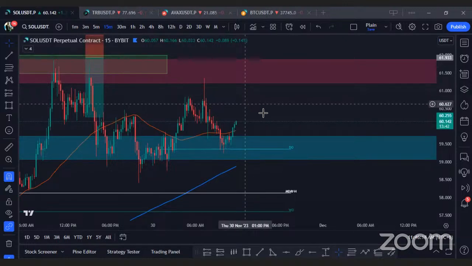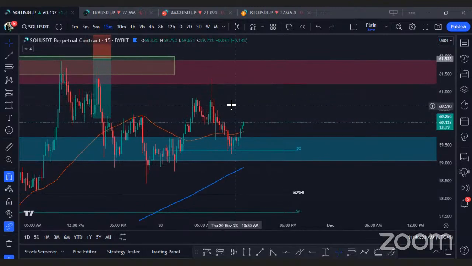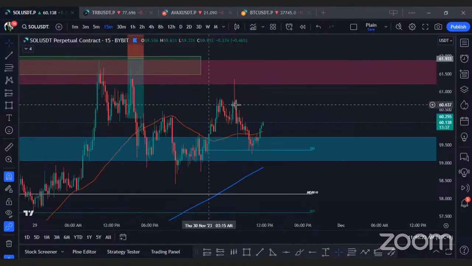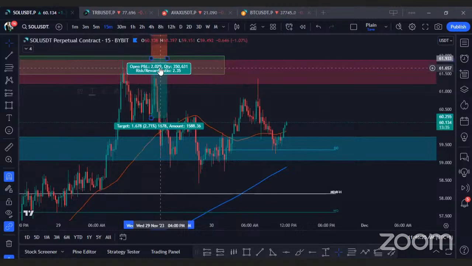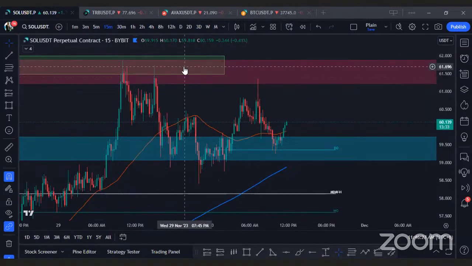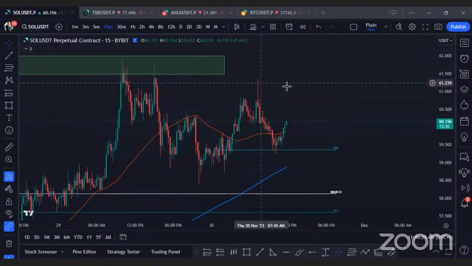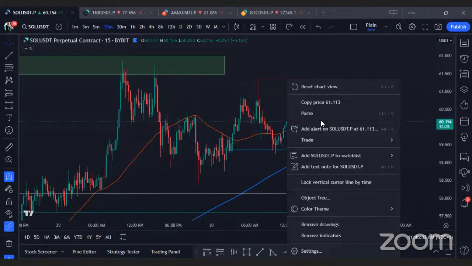So you should be up by over 5 to 10% right now, depending on the leverage you are using. Depending on the leverage, you should be up by a certain percentage already on Solana.